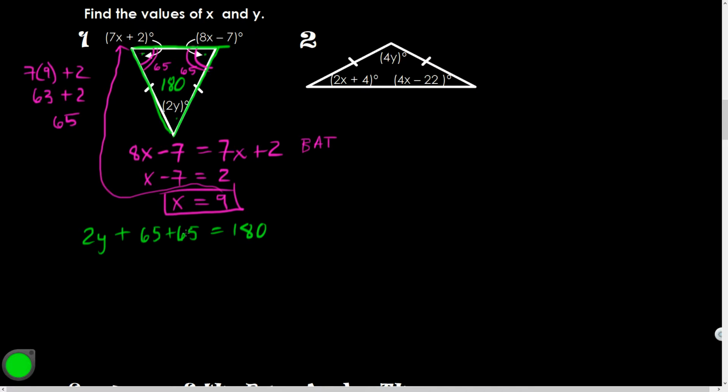All right. Combine those 65s. That's like 130. 2y plus 130 equals 180. Subtract that 130 from both sides. I get 50. And divide by 2. y is 25. So I'm going to have my real life friends give question 2 an attempt.